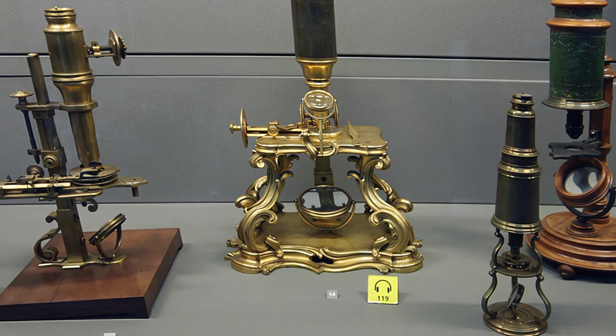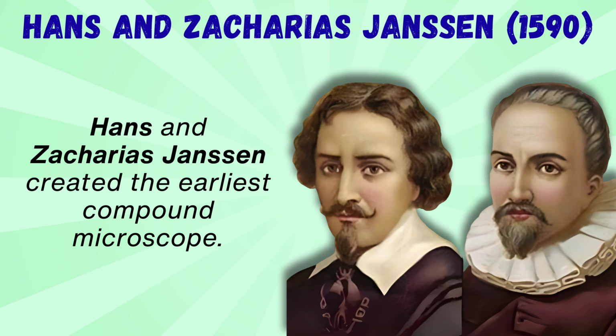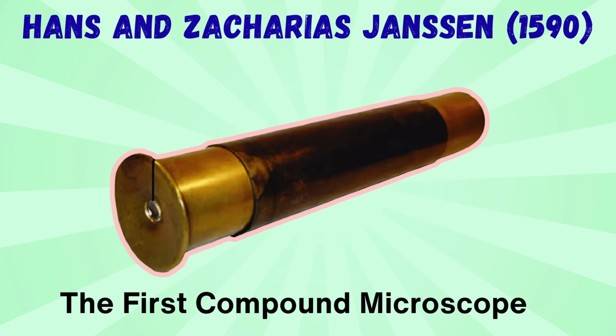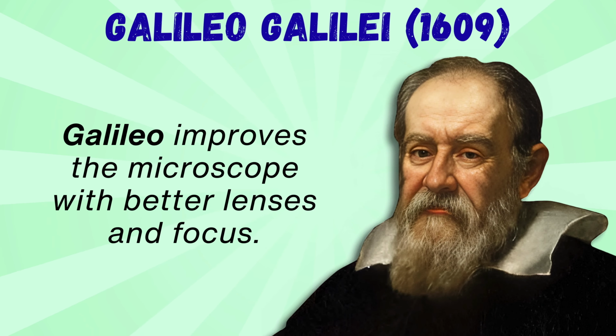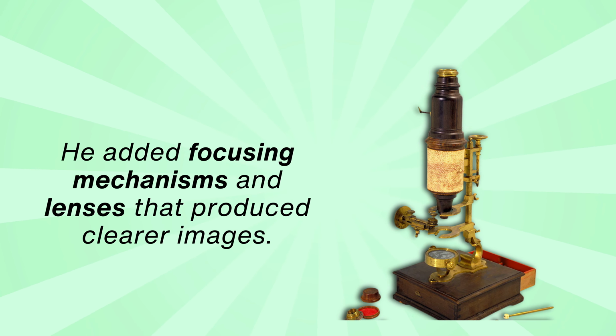The story of the microscope begins in the late 1500s. A Dutch spectacle maker, Hans Janssen, and his son, Zacharias, experimented with combining lenses. They created the first compound microscope. It wasn't perfect, but it was the start. Not long after, Galileo Galilei applied his skills with telescopes to improve microscopes. He added focusing mechanisms and lenses that produce clearer images.